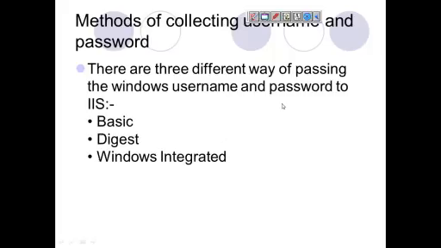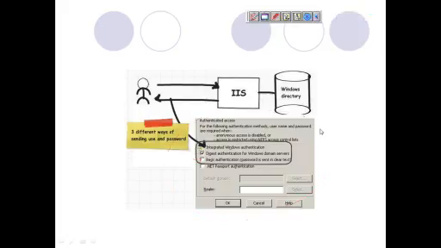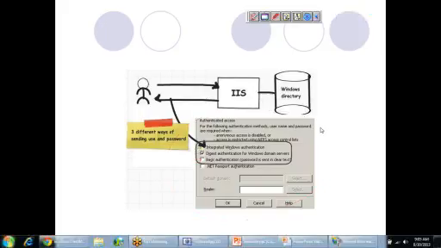So basic, digest, integrated: in IIS 6.0 you will see this kind of window. Mine is IIS 7, so you are seeing this in the list format, and this is the screenshot from IIS 6. You will see the options for integrated Windows authentication, digest, basic, and a checkbox for anonymous access. The only difference is in the view.